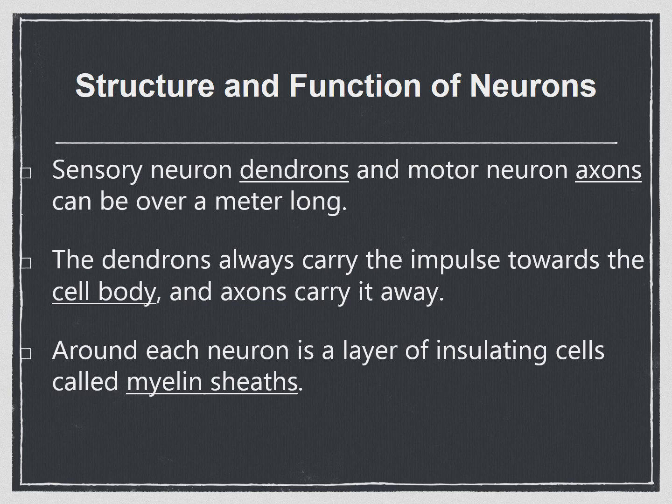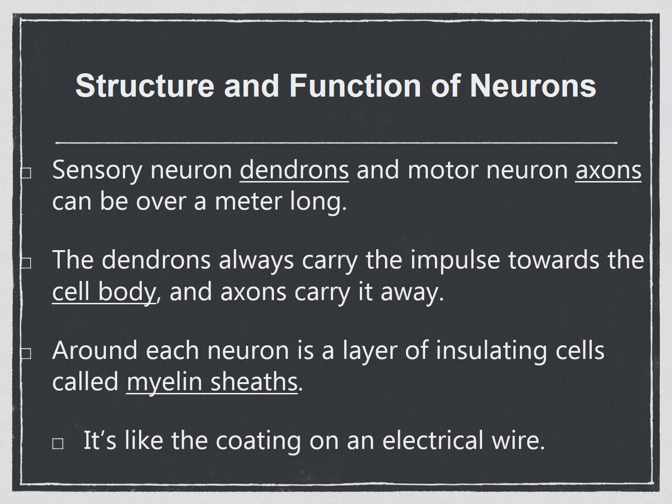I mentioned earlier the myelin sheaths. Myelin sheaths are little cells that surround the dendrons or axons of your neurons, and they act like insulation. You can think like the plastic insulation, the plastic coating around charging cables and cords. It's there to keep the neuron from getting its wires crossed with other neurons that are close by, and protects that electrical impulse as it travels through the nerve. So again, it's like the coating on an electrical wire.